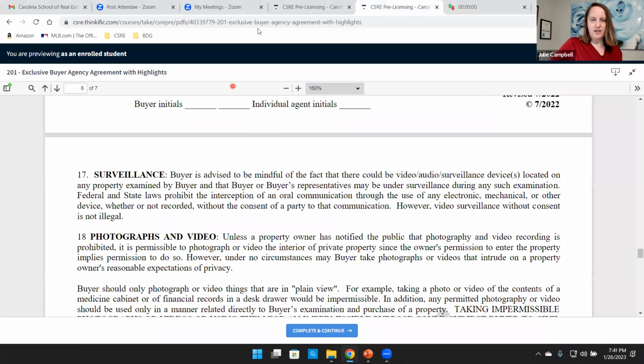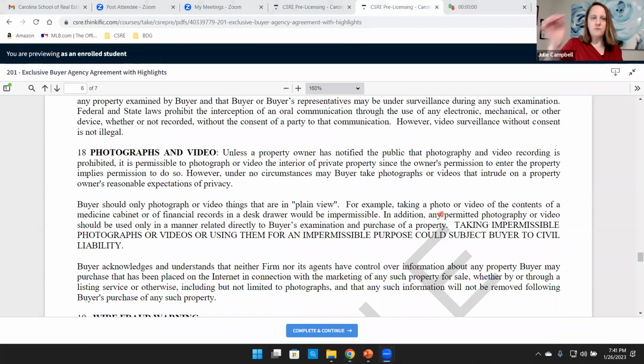Okay, so we talked about surveillance, photographs and videos. Unless the seller says otherwise, the buyer is allowed to take pictures, to take video of the home. Make sure we understand the difference in taking pictures of the home versus scoping the joint out and taking pictures of personal stuff, personal belongings, things that aren't going to convey.